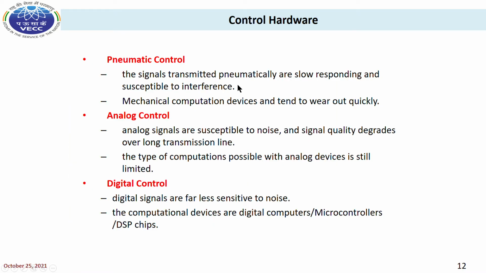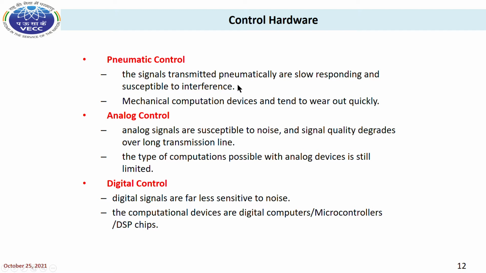Now we see the various control hardware. This is the control hardware type. They are pneumatic control, analog control and digital control. The signals transmitted pneumatically are slow and susceptible to interference. Here the computation devices are mechanical, so they wear out quite quickly.